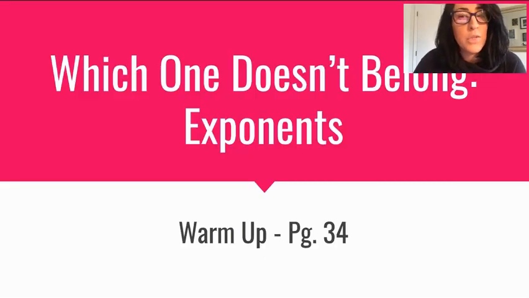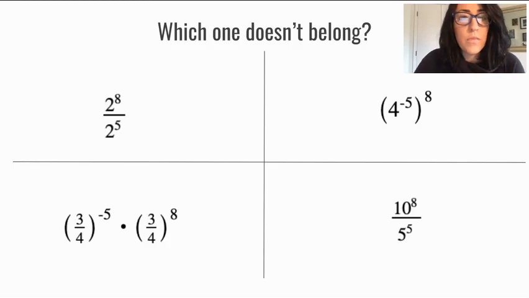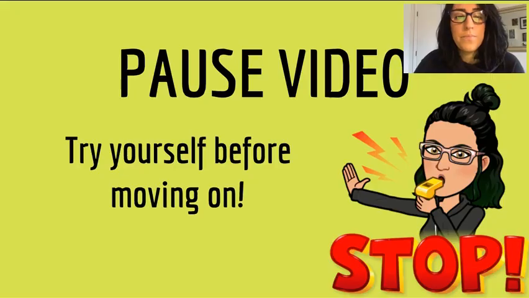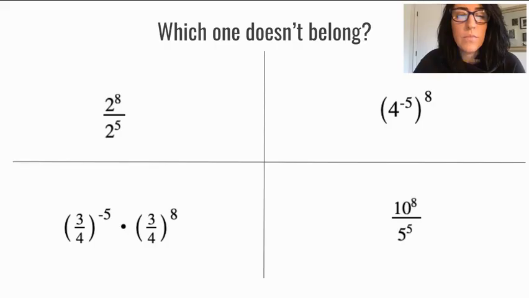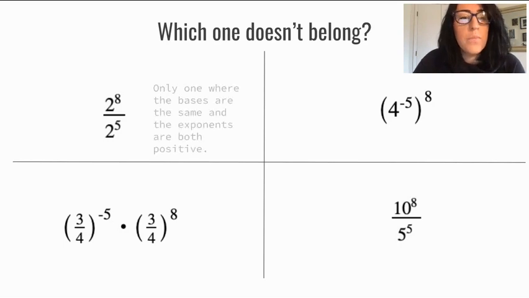We're going to start with a "which one doesn't belong." You have 4 different expressions. Take a moment, pause, and decide which one doesn't belong and have a reason why. Okay, so let's go through each of these. There's various reasons as to why you could have picked each individual one, so we'll just go through a couple.